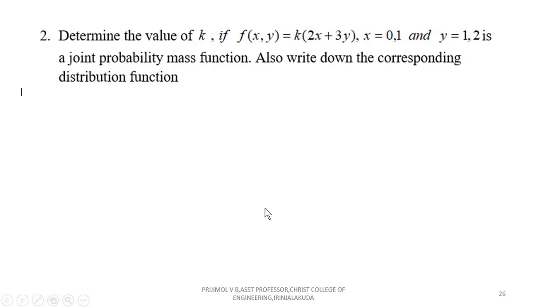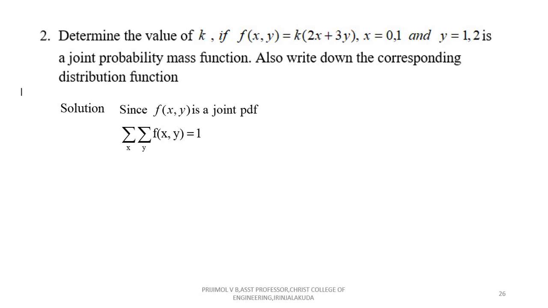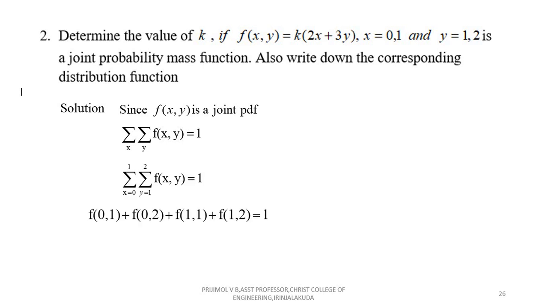Next question is, determine the value of k if the joint probability mass function is given as k into 2x plus 3y, where the values of x are 0, 1 and the values of y are 1, 2. Also write down the corresponding distribution function, that is, we have to find capital F of x, y. First we have to find the value of k, and you know that total probability is 1. Therefore, adding all the probabilities, you will get k is equal to 1 by 2.